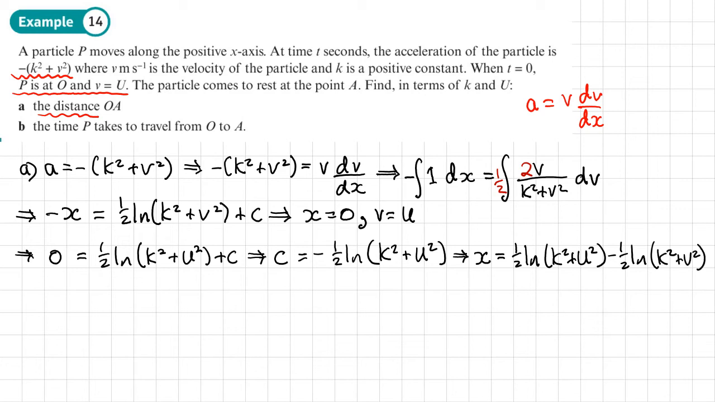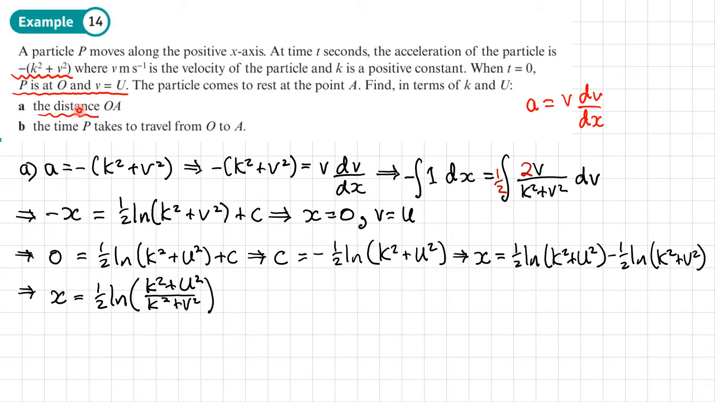Now we can put these terms together, the log terms together, tidy it up. So half is a factor, and then we'll have the log of, and because we're subtracting, it will be k squared plus big U squared divided by k squared plus v squared.